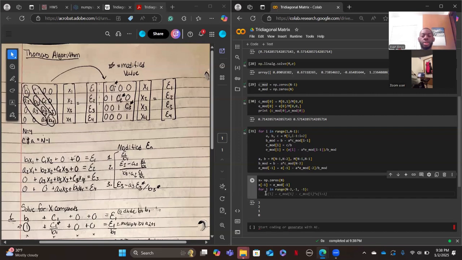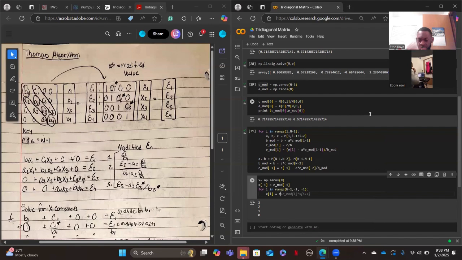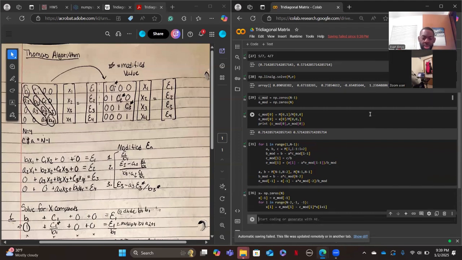All right, so now all we need to do is find our x. So x at i is equal to our E mod at i, minus our modified C's at the respective i, and then times the x of the next value. Okay, this should work. All right, and we get our x.